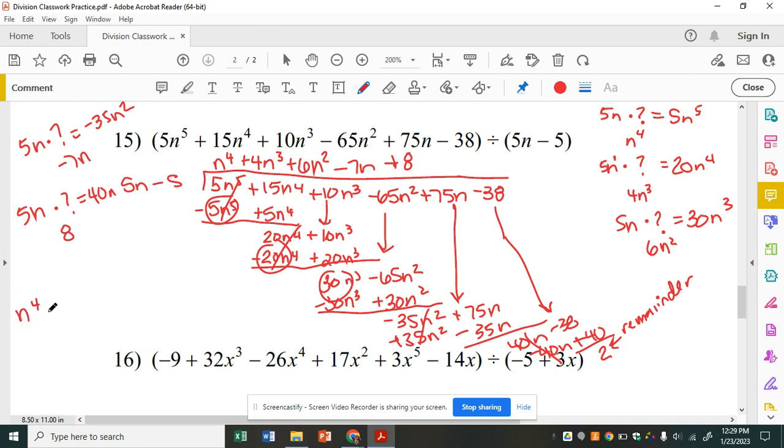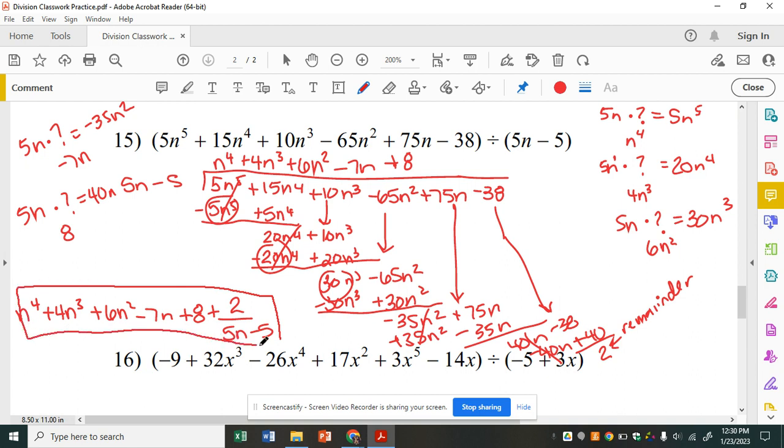So n to the fourth plus 4n cubed plus 6n squared minus 7n plus 8. And then again, you can't forget about your remainder, right? We had a remainder of 2. It was positive, so I'm going to put addition. And remember that remainder always goes over what you are dividing by. So I have 5n minus 5.